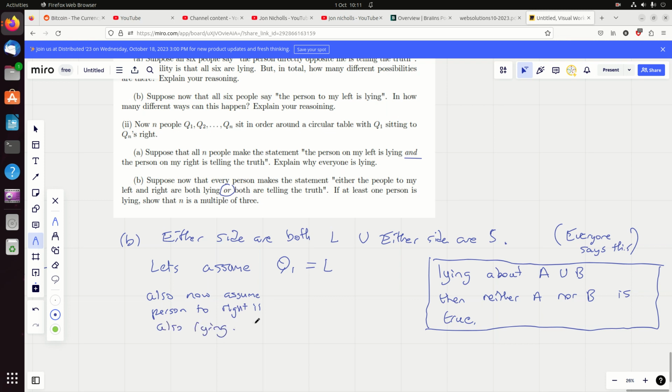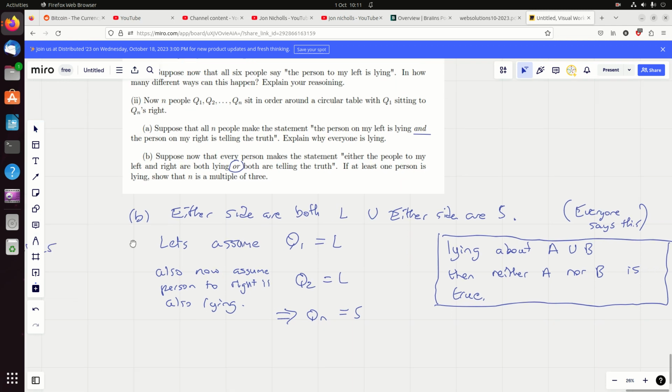Yeah, because it doesn't really matter which side we consider here. So I'm going to say Q2 is L, yeah? Right, well, in that case, then Qn must be your saint, yeah? Because like we said, the opposite of A or B is neither A nor B. And so the opposite of either side both lying or either side both being saints is one of them being a saint and one of them being a liar. We've assumed that the person to the right, Q2, is the liar, and therefore Qn must be the saint, yeah? Now repeat this process.